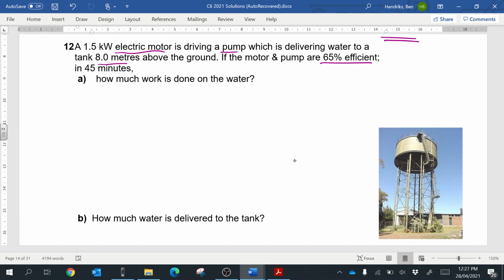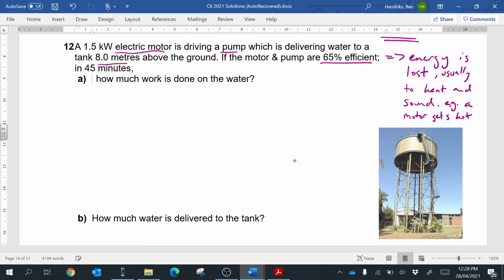and no energy would be lost to anything. But when we talk about efficiency, it implies that energy is lost somewhere. Energy is lost, and it's usually to heat and sound. So if you think about it, a motor will get very hot and is noisy. Okay, so that's why we lose energy. That's what we talk about with efficiency.